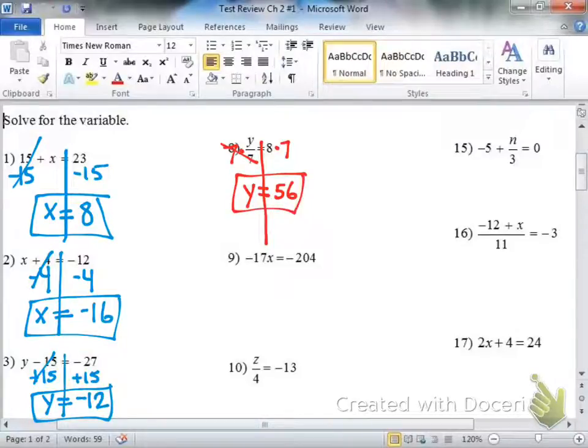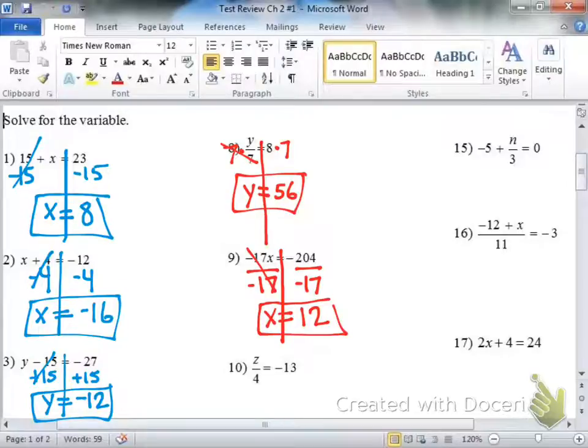Number 9, what's bothering the x? The negative 17. What is the negative 17 doing to the x? How do you undo multiplication? Dividing. So I need to divide both sides by negative 17. That gives me x equals, whoa, what's negative 204 divided by negative 17? 12. Positive, right? A negative divided by a negative is a positive.